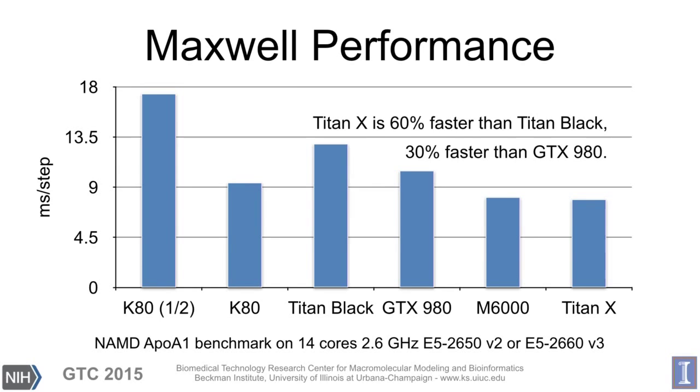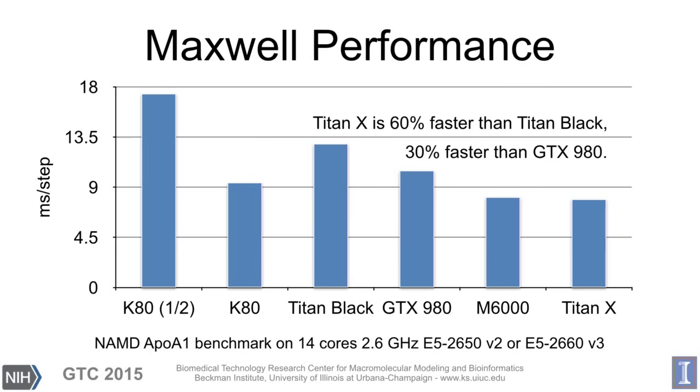Okay, new Maxwell cards are out, just for some comparisons. So the K80, one processor or two processors, and Titan Black is sort of what we had been using on our local desktops and workstations. The GTX 980, the first of the Maxwell cards, came out. Nice improvement over the old Titan Black. And just recently, we've had access to both the Titan X and its sister card, the M6000, which will be formally announced in the next couple of days.